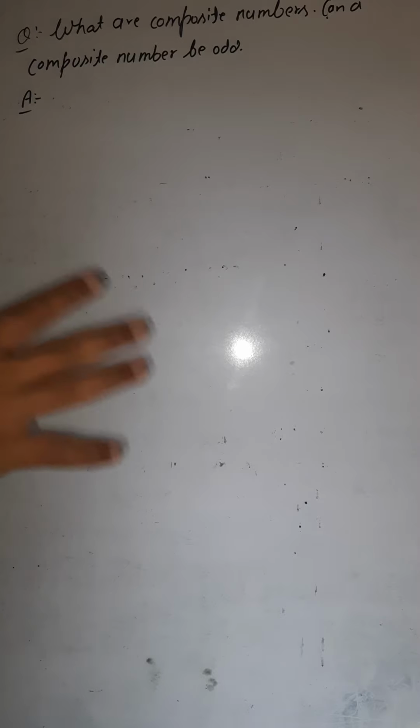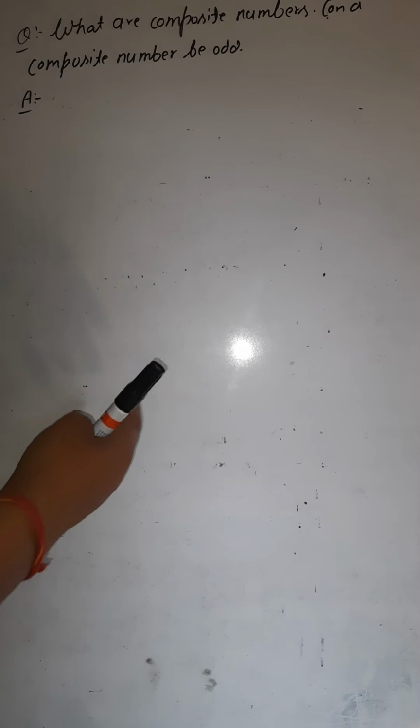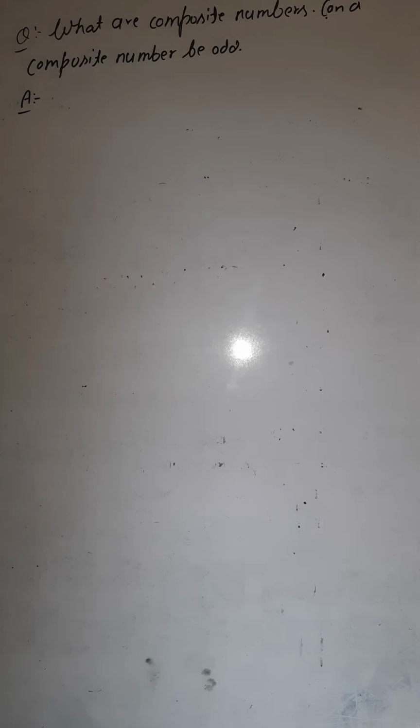Now the next thing we will study is the composite number. What are composite numbers? Can a composite number be odd also? Yes. Composite numbers are the numbers which are not prime. What does this mean? The numbers which have more than two factors are called composite numbers.